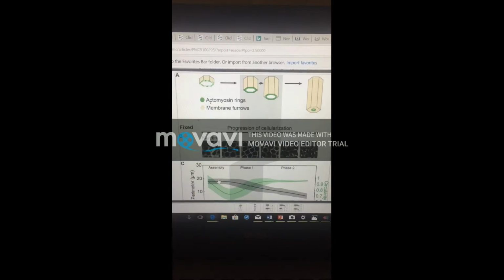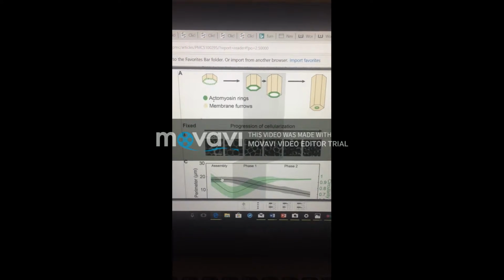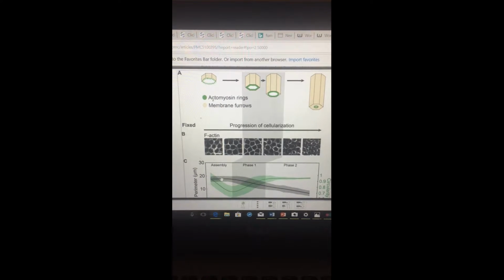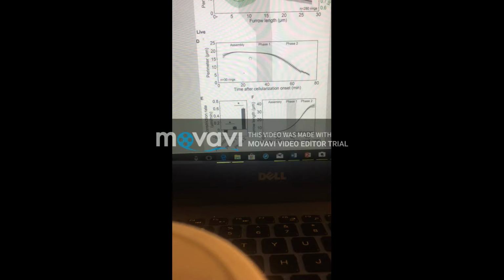Figure 1A. B then shows F-actin's normal circularization as it progresses through cellularization. C then shows that as furrow length gets longer, perimeter should decrease as circularity should increase. D then shows that as time proceeds, the perimeter should decrease. E shows the constriction rate.